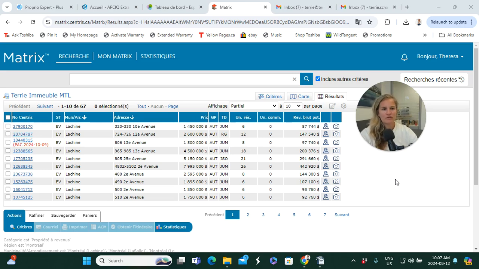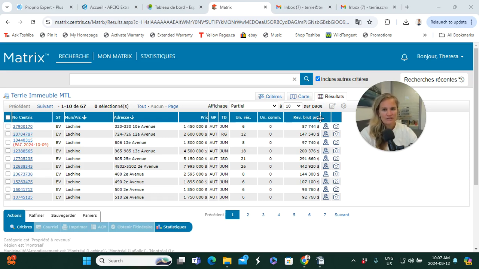What is a gross revenue multiplier? A gross revenue multiplier is very simply this: you take the sale price and divide it by the revenue of a building, and that gives you a number. That number is just how many times the gross revenue can fit into the sale price.